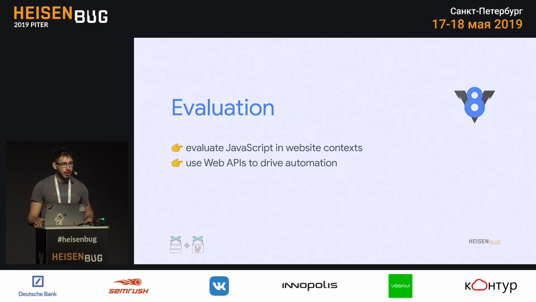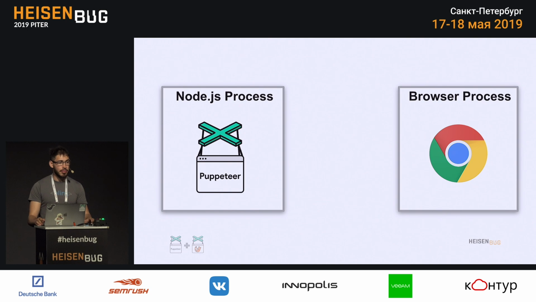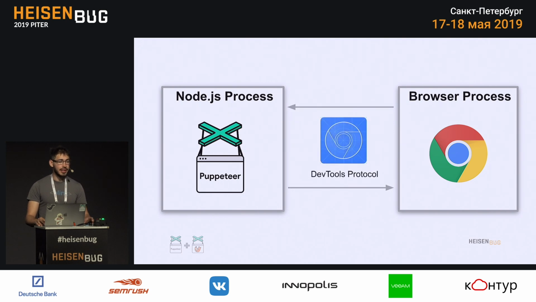So Puppeteer, like other browser automation solutions, lets you evaluate code inside the web page. This is very powerful and nice because it lets us use web APIs to drive our automation. Now, however, unlike some other browser automation solutions, the Puppeteer script lives outside of the browser process. Communication between Puppeteer and the browser is powered by the DevTools protocol, and thus everything you do is async. So why is this important?